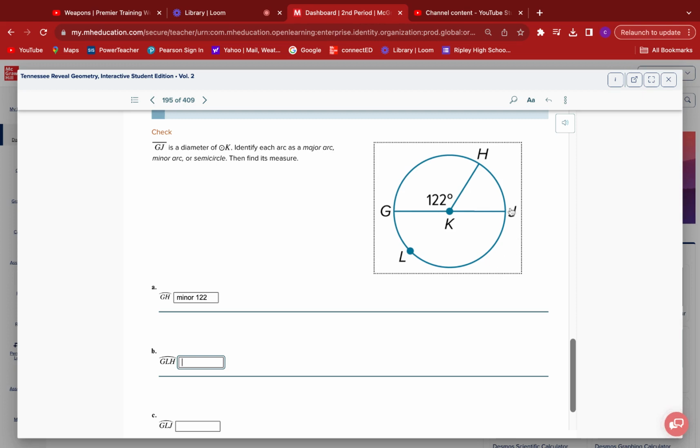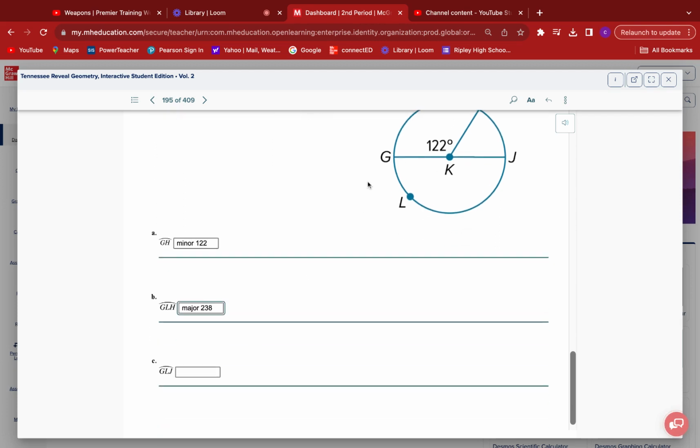So a semicircle 180 plus the 58 more would give you 238. GLH, 238. Oh, I'm sorry. This is a major, by the way. Major arc. All right, GLJ. There's your semicircle. And automatically 180.